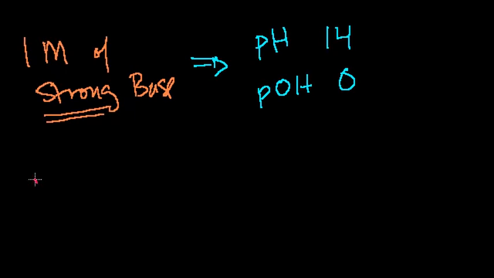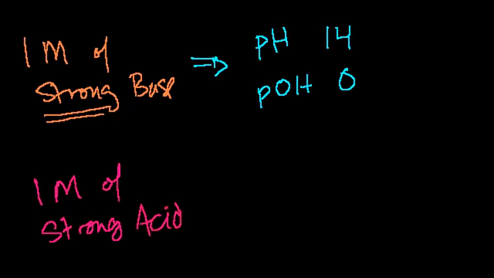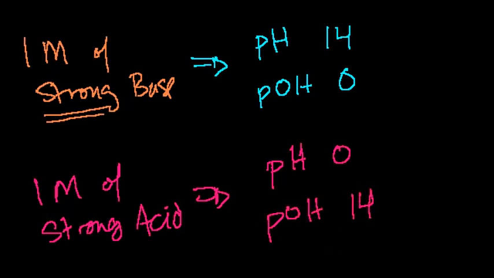If you have 1 molar of strong acid, if someone says that they have something with a pH of 0 that they would like to maybe throw at you, you should decline, because it'll probably hurt your chances of. Well, anyway. So let's say you have 1 molar strong acid. It's a pH of 0 and a pOH of 14.